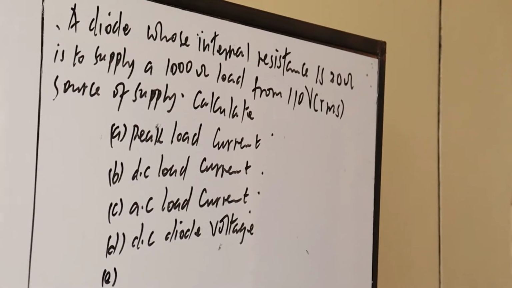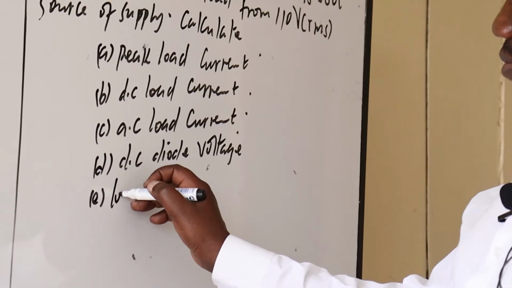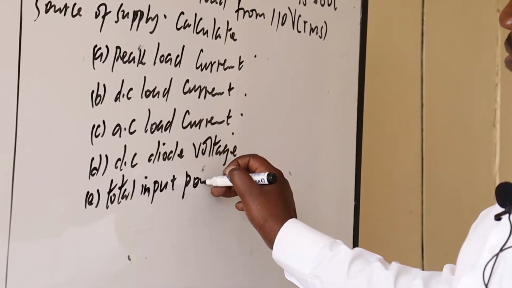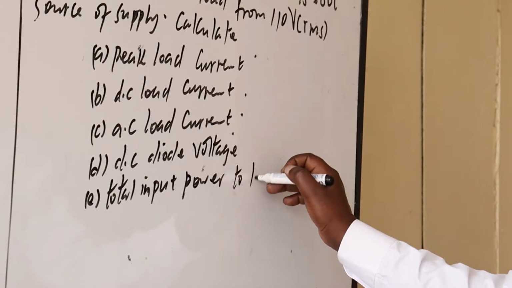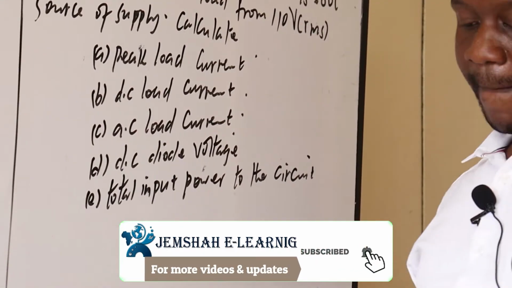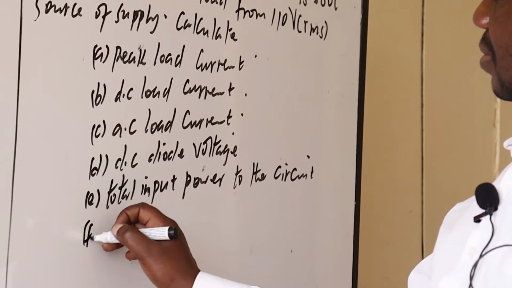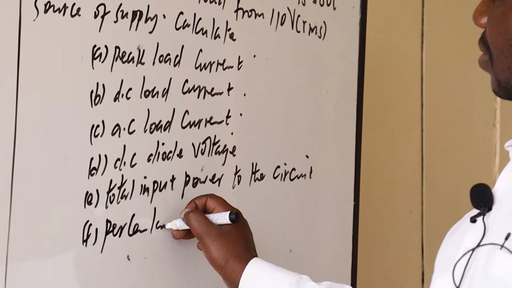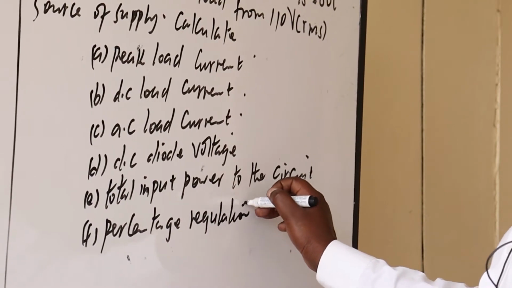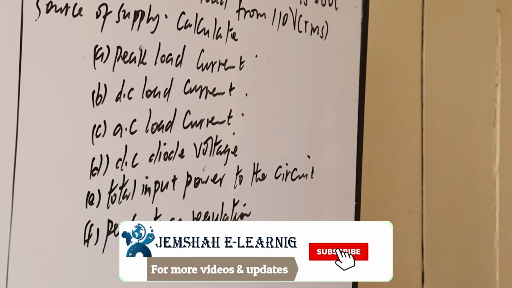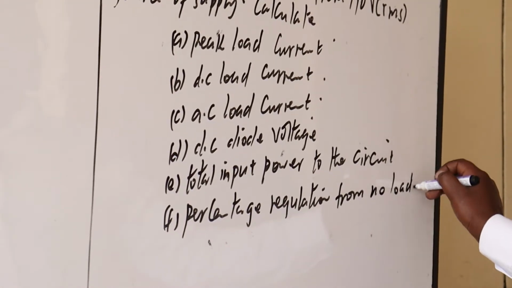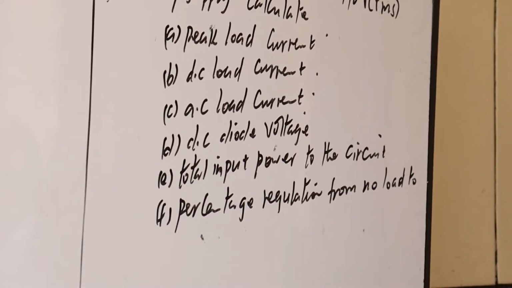Then we have E, that is what we call total input power to the circuit. Then percentage regulation from no load to the given load.